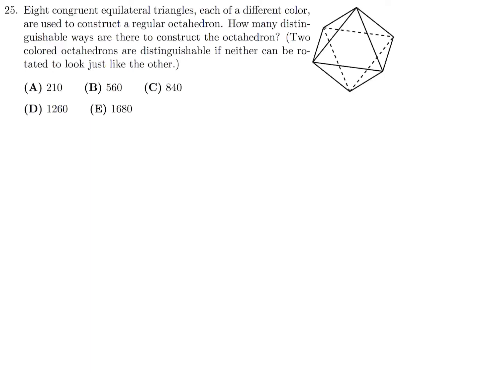8 congruent equilateral triangles, each of a different color, are used to construct a regular octahedron. How many distinguishable ways are there to construct the octahedron? 2 colored octahedrons are distinguishable if neither can be rotated to look just like the other.